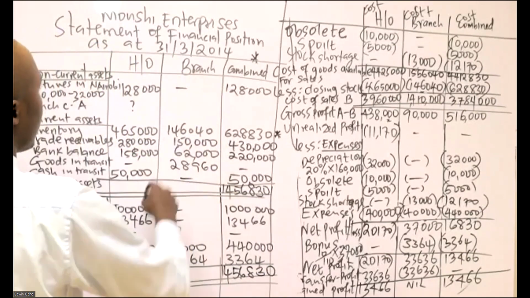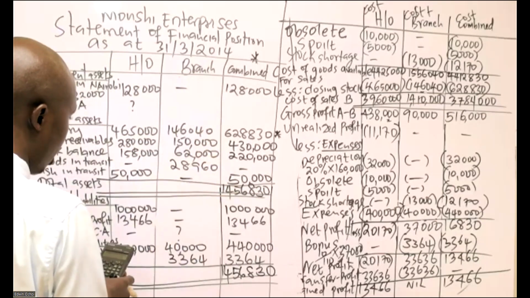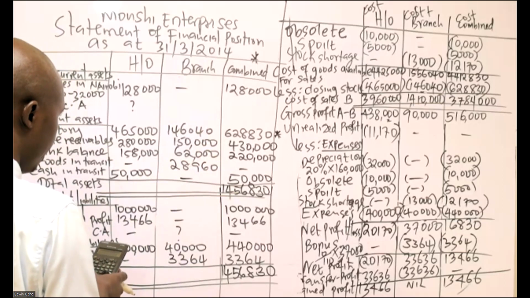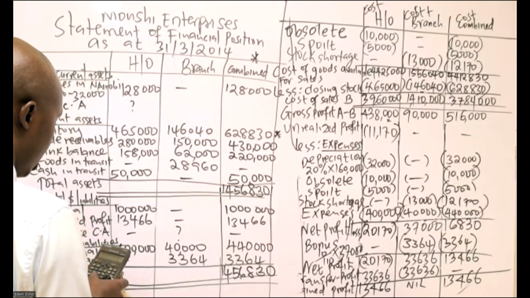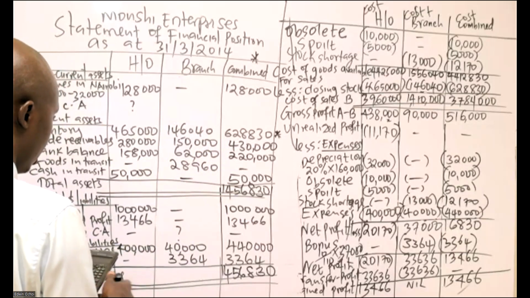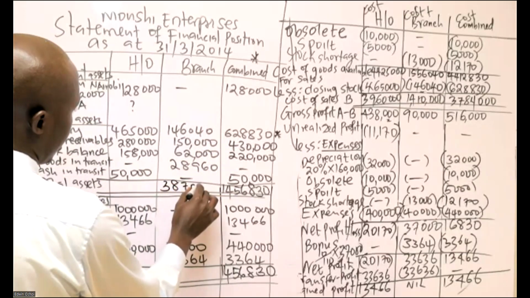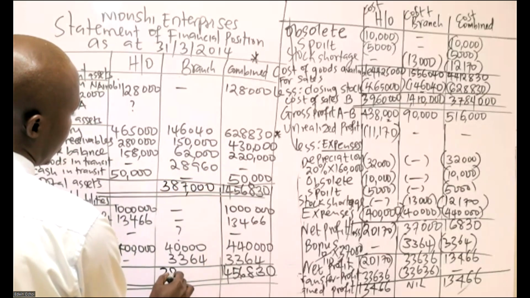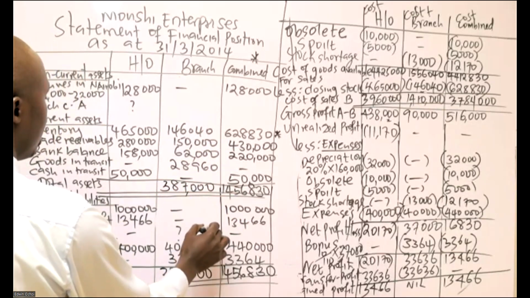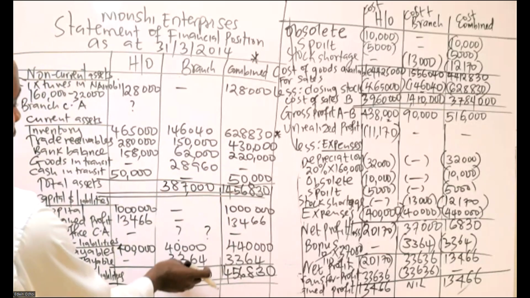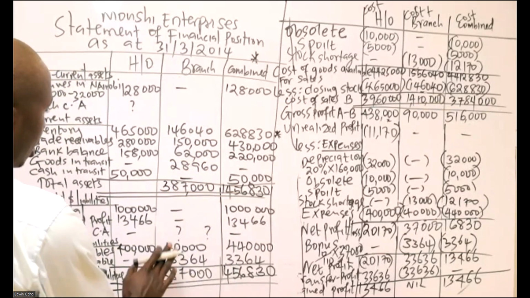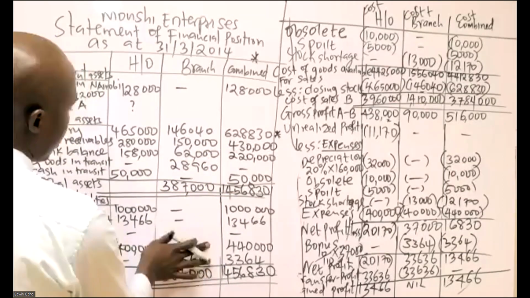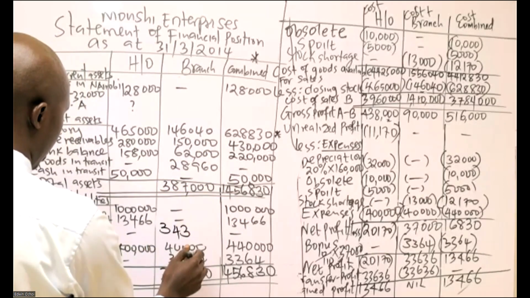For the branch, you can see here, for the assets, there's nothing which is missing. We have 146,040 plus 150,000 plus 62,000 plus 28,960. So this is 387,000. So this is the same you put here. So what is missing? So the difference, if you take your 387 minus the 40,000 minus 3,364, I can say that this is 343,636.